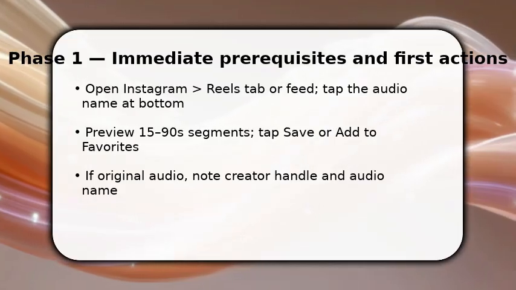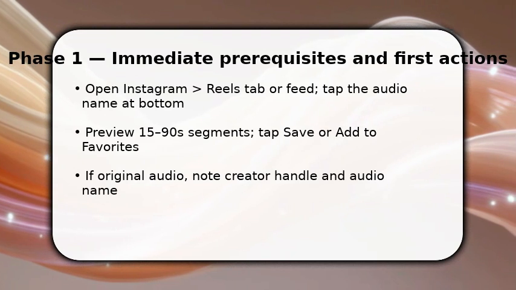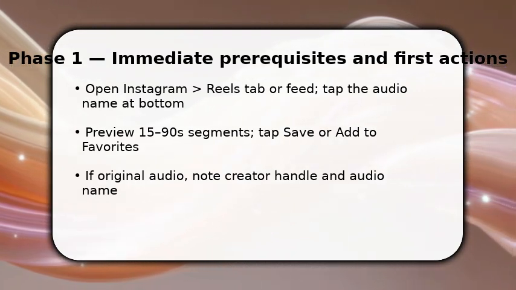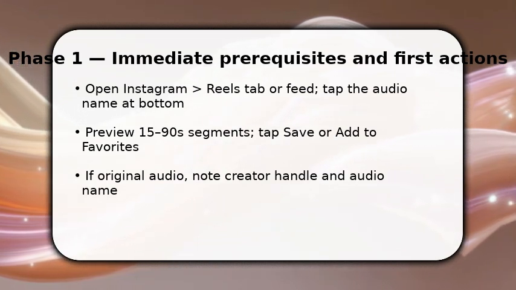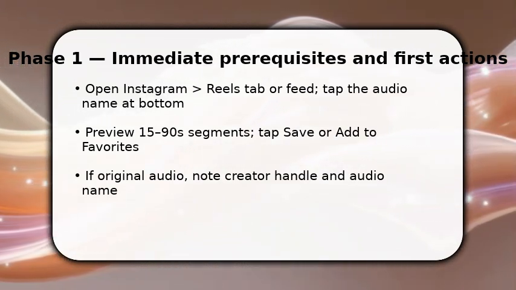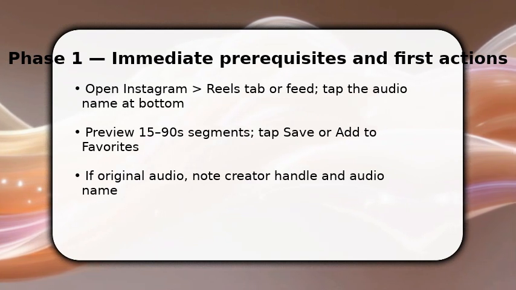You start by locating the reel with the audio you want. Tap the audio name at the bottom to open the audio page. This reveals full clip length, creator handle, and options. Once open, preview the segment so you know timing and any edits.